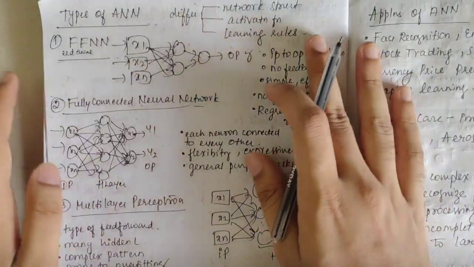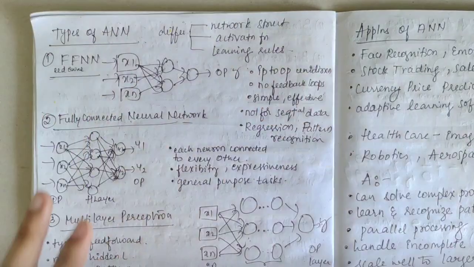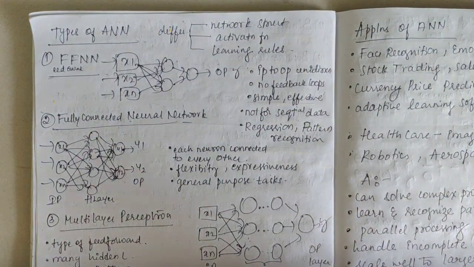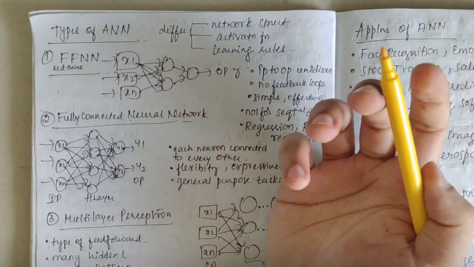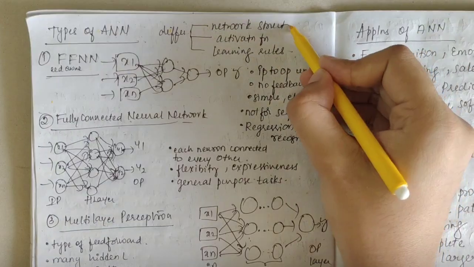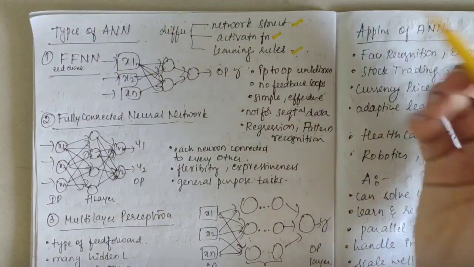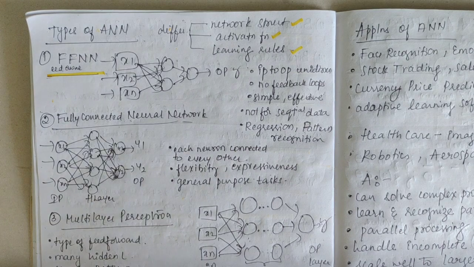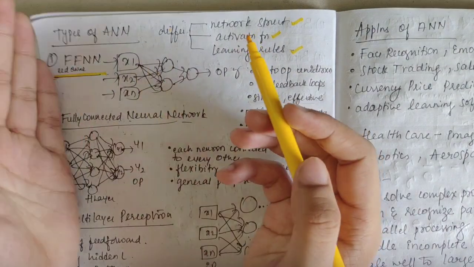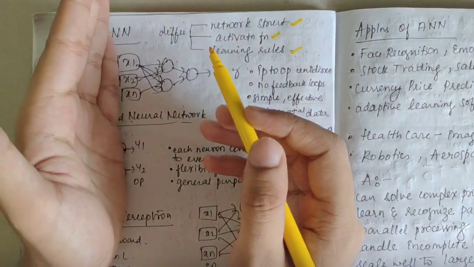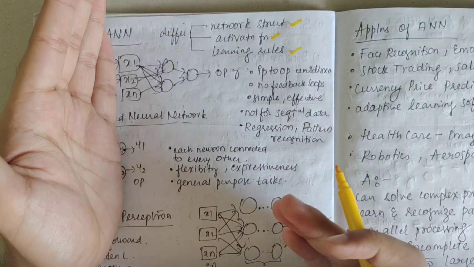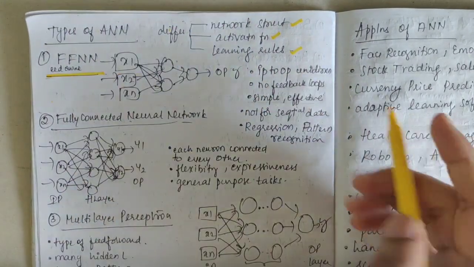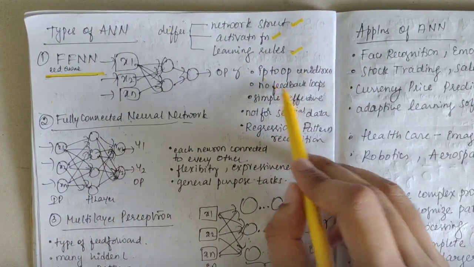Next topic we have is types of ANN. So there are majorly 4 types of ANN. The ANN types differ based on the network structure, the activation function, and the learning rules. Firstly we have the feed forward neural network. By the definition we can understand the inputs are fed in the input layer, and then they are sent forward, only in the forward direction, input to output, unidirectional, no feedback loops.